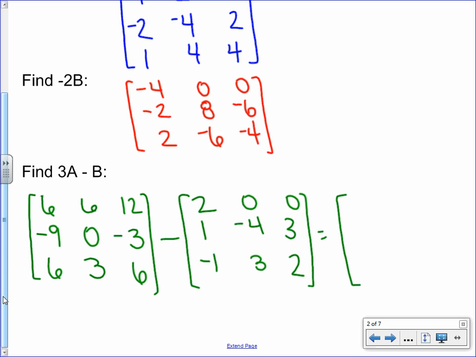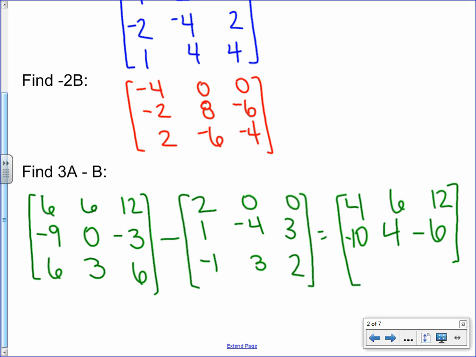So our first row becomes what? 4, 6, 12. We take 6 minus 2. 6 minus 0. 12 minus 0. Second row. Negative 10. Try again. 0 minus negative 4. There we go. 0. Negative 6. Negative 6.